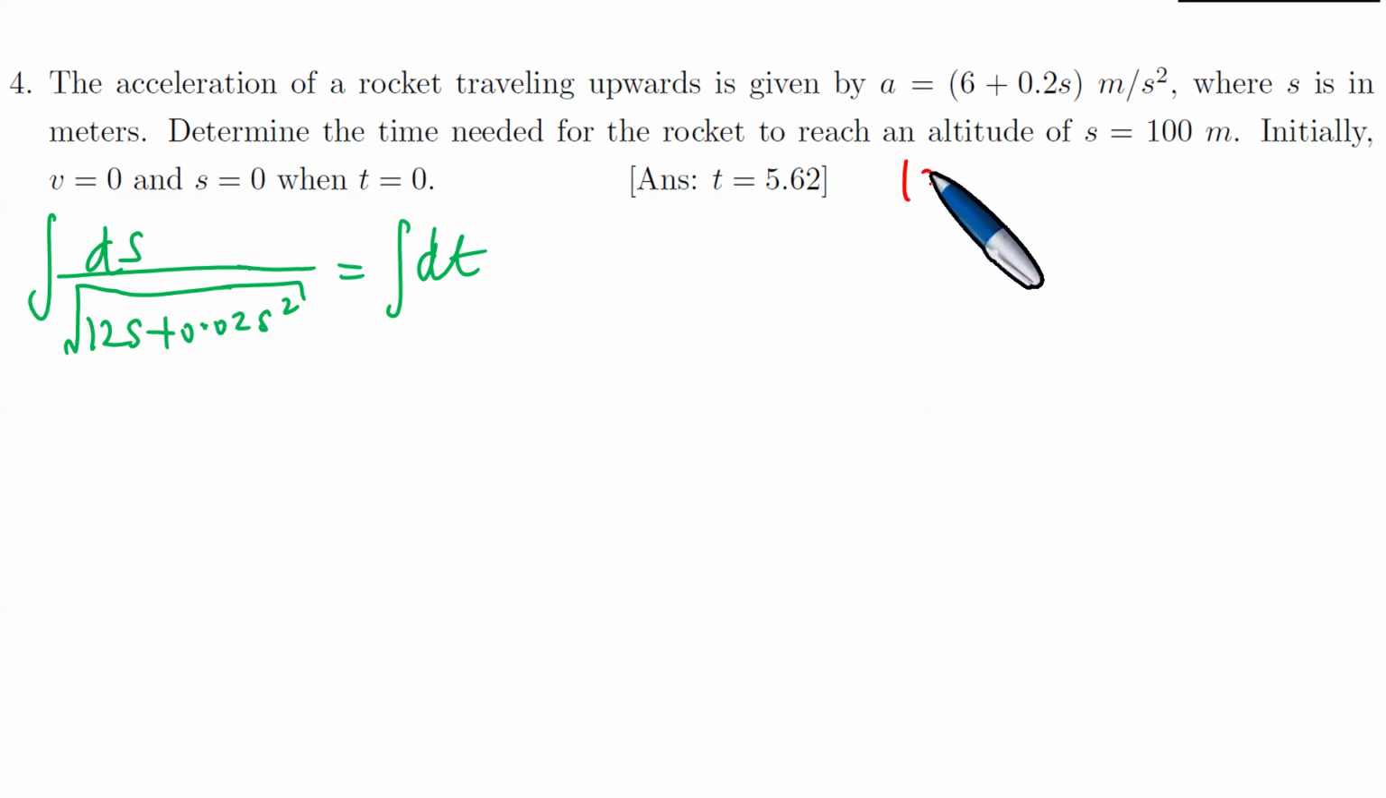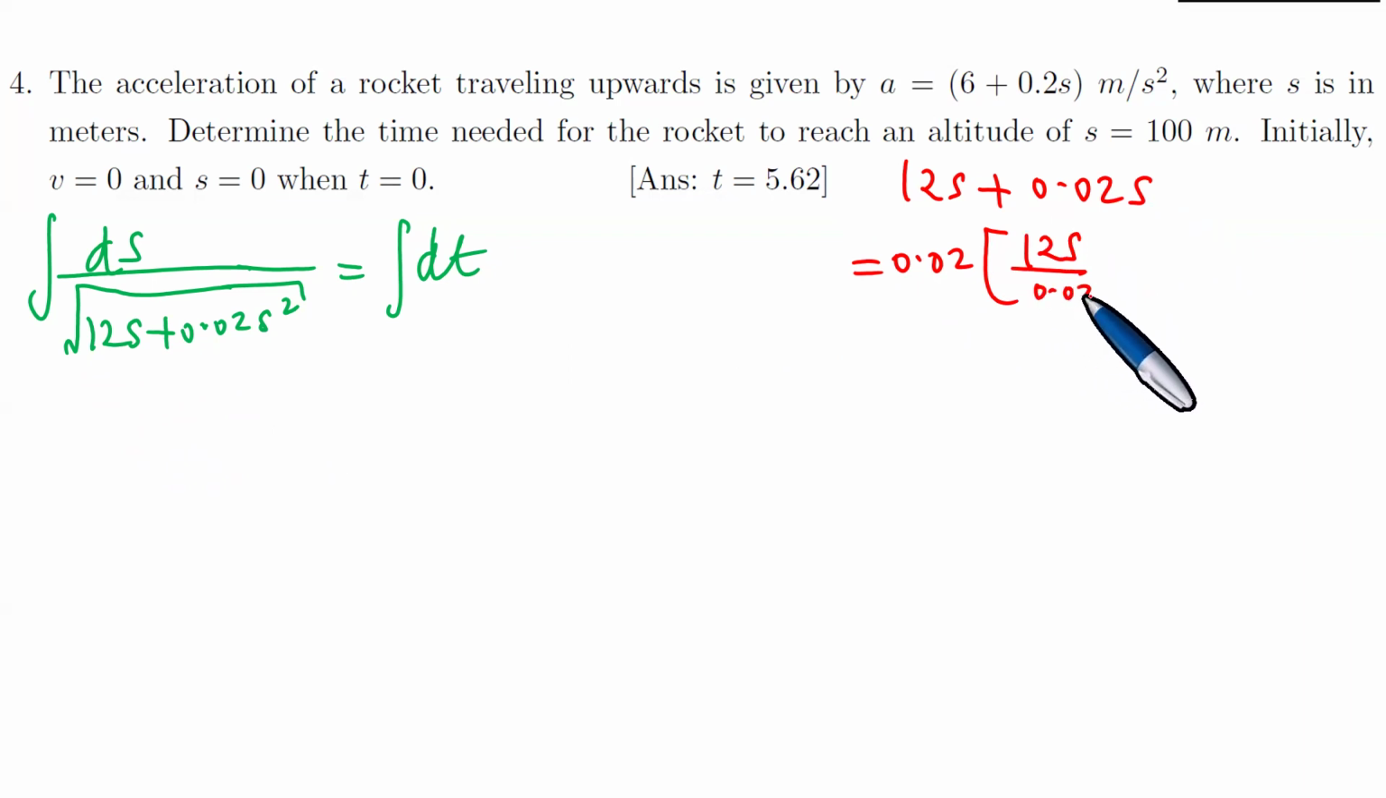So in other words, if you have 12s minus 0.02 s squared, let's work it out on the side here. We factor out the 0.02, which means we're going to have 0.02 times 600s minus s squared. This is s squared. So we have s squared like so. And now we want to complete the square.